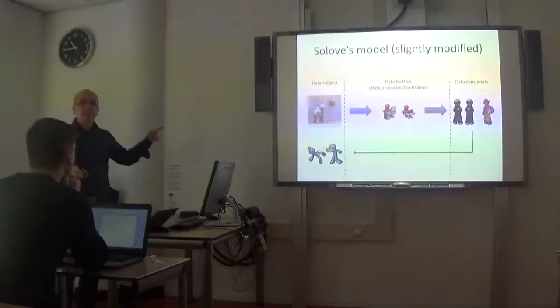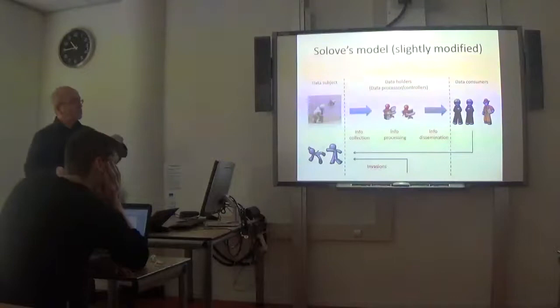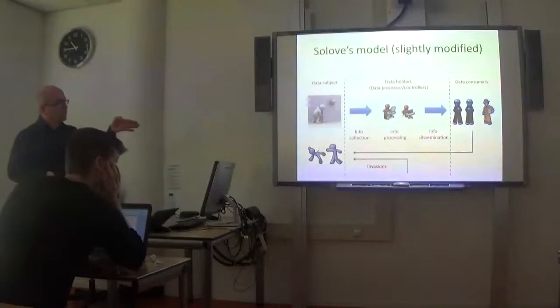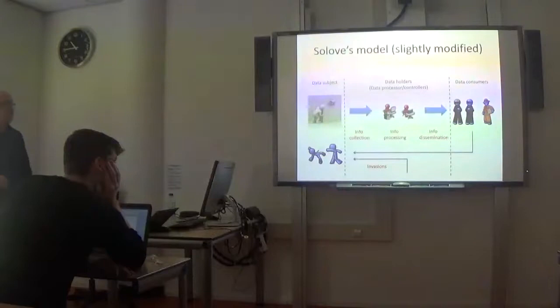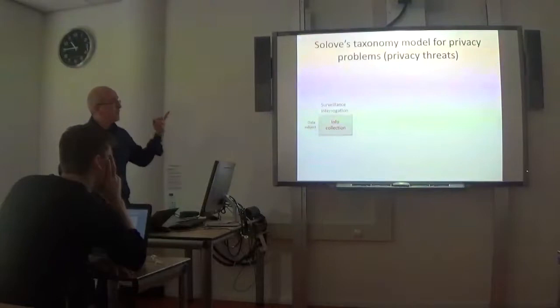So at every step, something can go wrong in terms of privacy. As I said, this can be mapped to a very simple model of data analytics: information collection, information processing, information dissemination, and the feedback that you can call invasion. Each step can go wrong in terms of privacy. For example, in information collection, he mentions two types of threats, surveillance and interrogation.